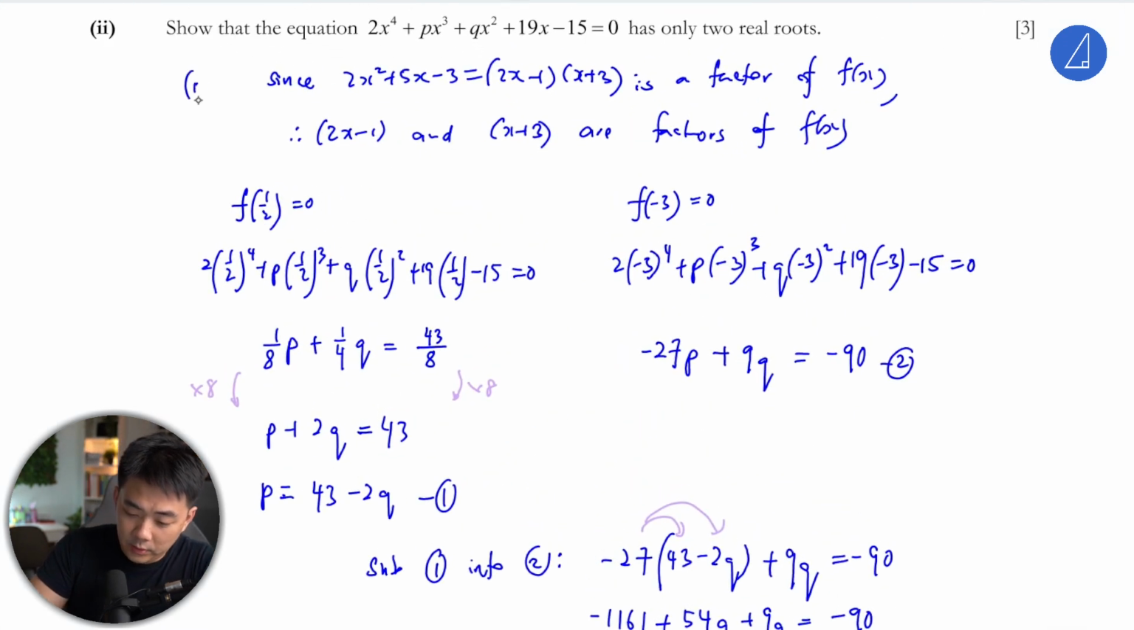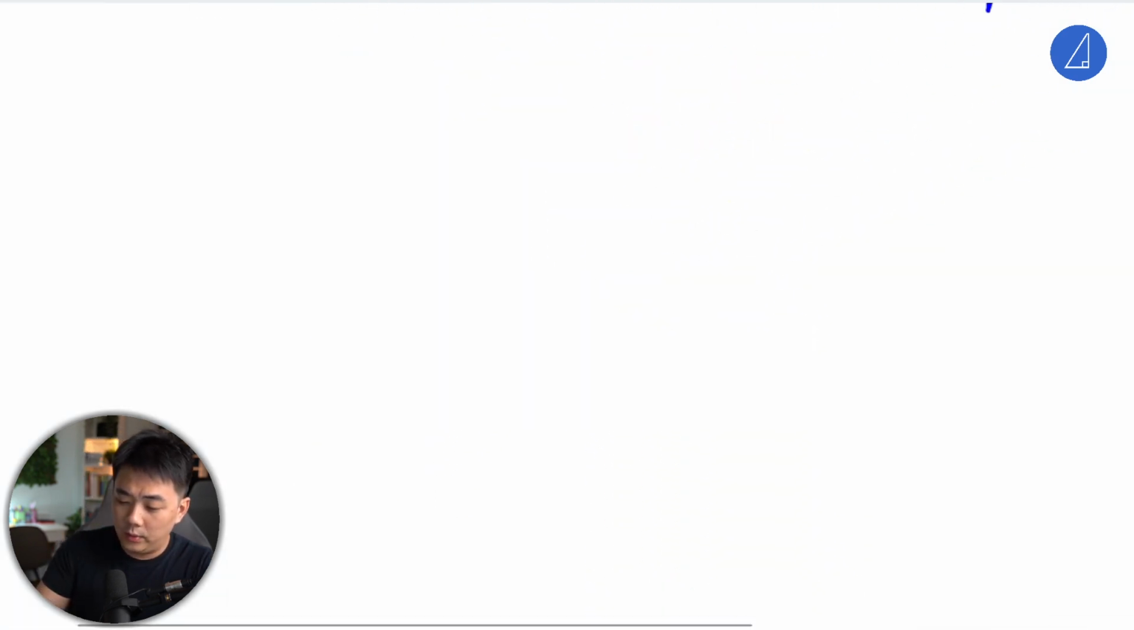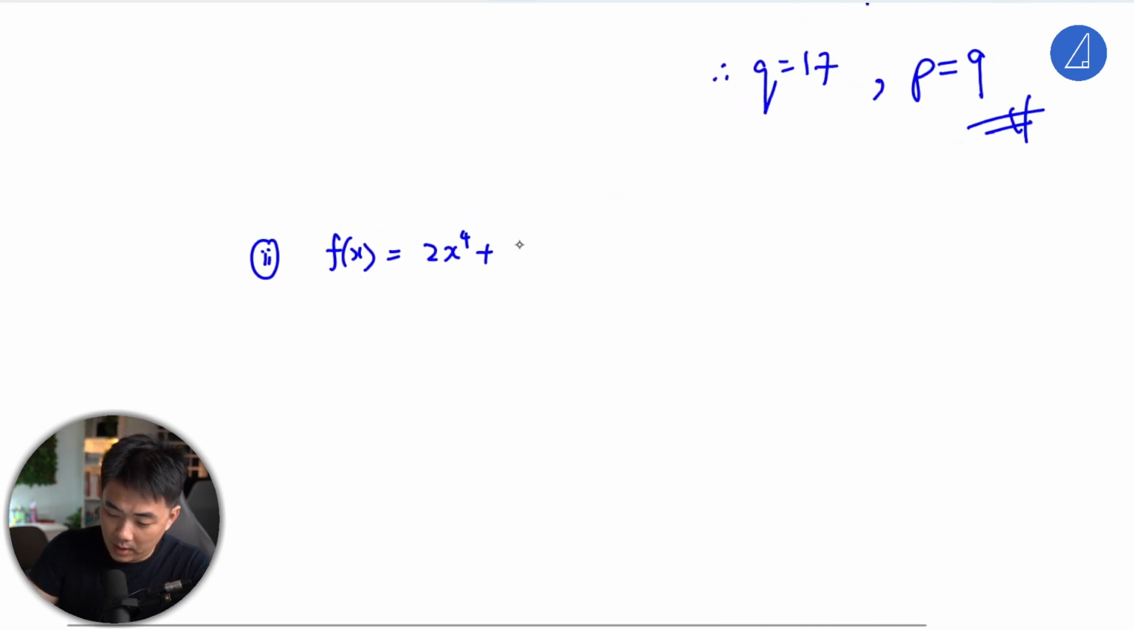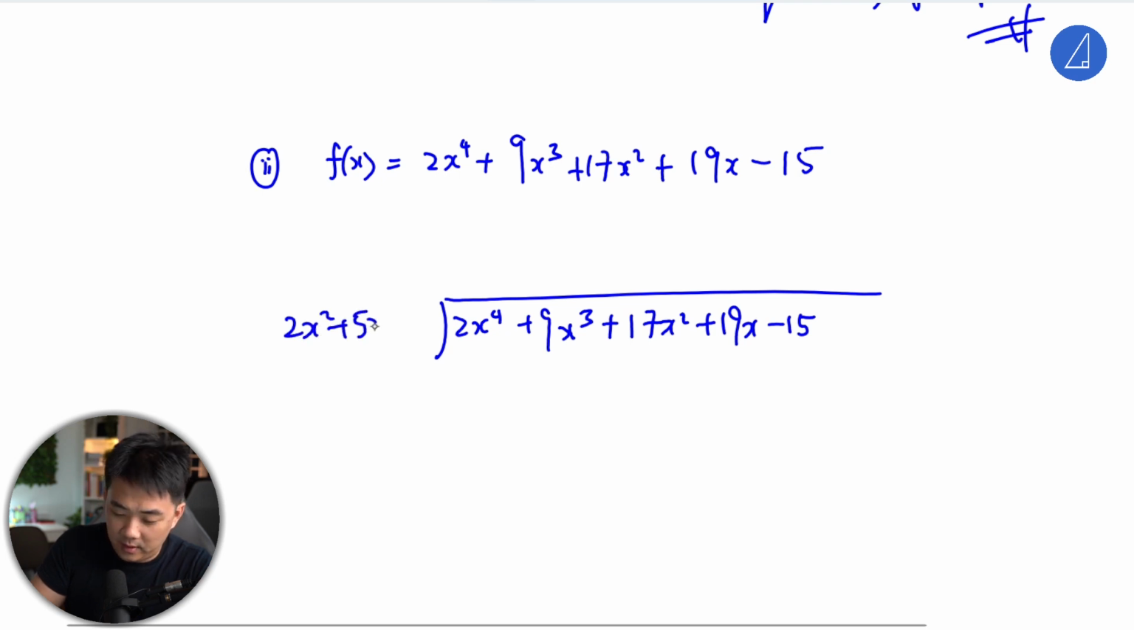Anyway, let's look at show that f(x) has only 2 real roots. Okay, great. I think this is pretty okay. What we can do is just do a long division, right? We just take f(x), 2x to the power 4 plus p, which is 9, x cubed, q is 17x squared plus 19x minus 15. It's divisible, so we're just going to divide by 2x squared plus 5x minus 3. Just do a long division, okay? That'll be x squared plus 2x plus 5.